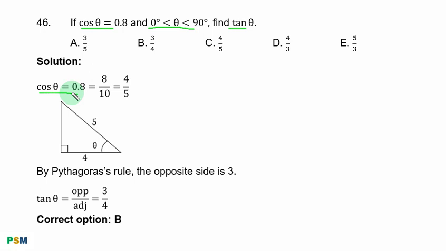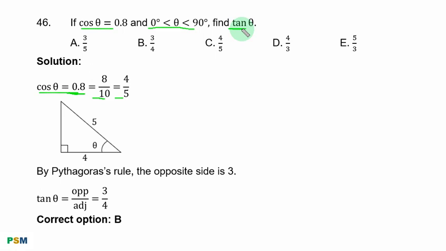0.8. If you convert this to an ordinary fraction, you have 8 over 10, which reduces to 4 over 5. Cosine is the ratio of adjacent to hypotenuse. Tangent is the ratio of opposite to adjacent. That means we need the opposite side.